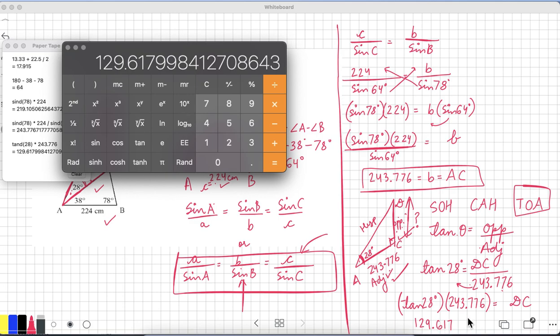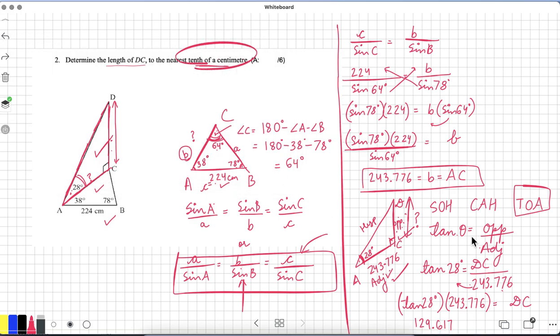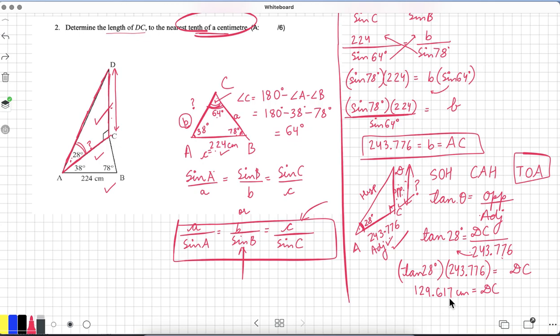It says nearest tenth of a centimeter, so this is in centimeters, and we need to round this off. Rounding to the nearest tenth, since we have a 1 after the 6, we're not going to round it up, so the answer will be just 129.6 centimeters. This is the length of the DC side.